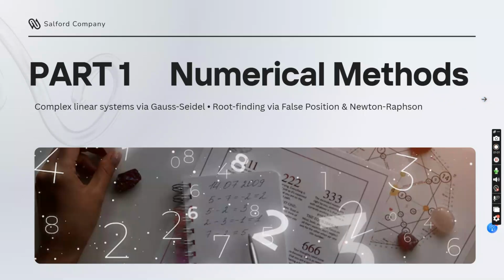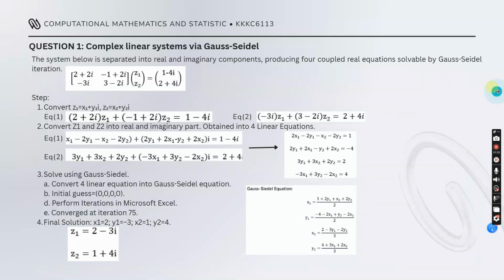I will first present the numerical method section. This section consists of two questions. The first question applies an iterative technique to solve simultaneous equations with complex numbers, while the second question compares two different root finding methods and evaluates their efficiency.